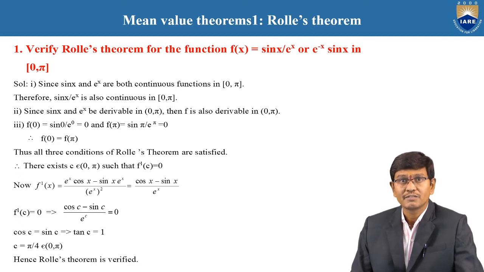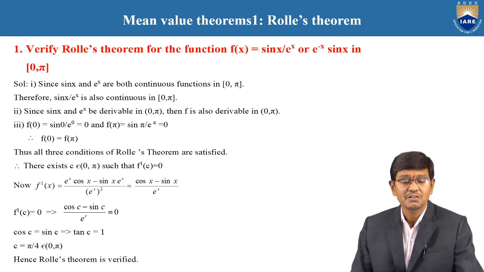The second condition: f(x), that is sin x and e^x, is also differentiable. Why? Because the derivative of sin x is cos x, and cos x exists between 0 and pi, with a finite value. And moreover, e^x is also differentiable on 0, pi, because for any value of 0, pi the derivative is a finite value. Therefore, the conclusion of this part is that f(x) = sin x into e^(-x) is continuous on 0, pi as well as differentiable in the open interval (0, pi).